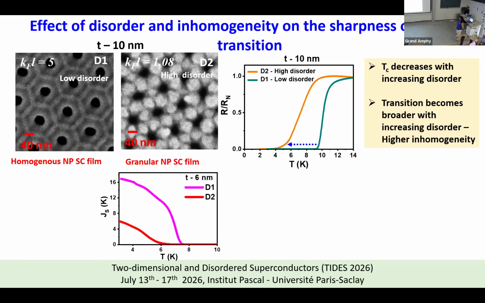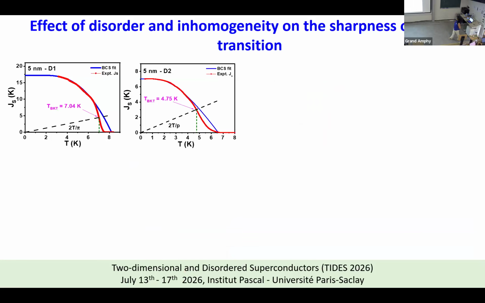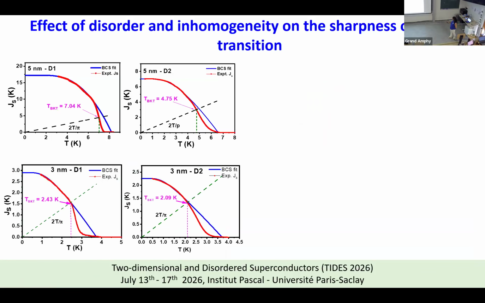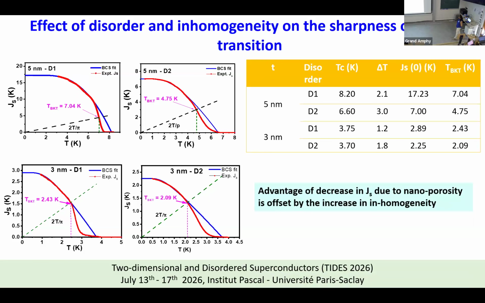When we looked at the superfluid stiffness for both these films, this is a 6 nanometer result, and you can see that, of course, for the more disordered films, the superfluid stiffness decreased. So large reduction in the superfluid stiffness. When we looked at the role of inhomogeneity, here I'm comparing two films of 5 nanometer and 3 nanometer for D1 and D2. In the D1 films, which are the low disorder films, you can see the sharp transitions, which become much broader when you go to a more disordered one. So the advantage of going to the nanoporous films is getting this by increasing the inhomogeneity.